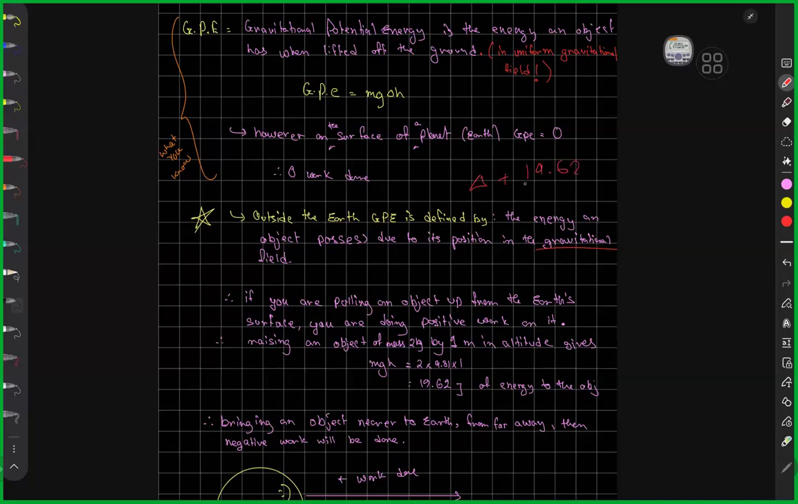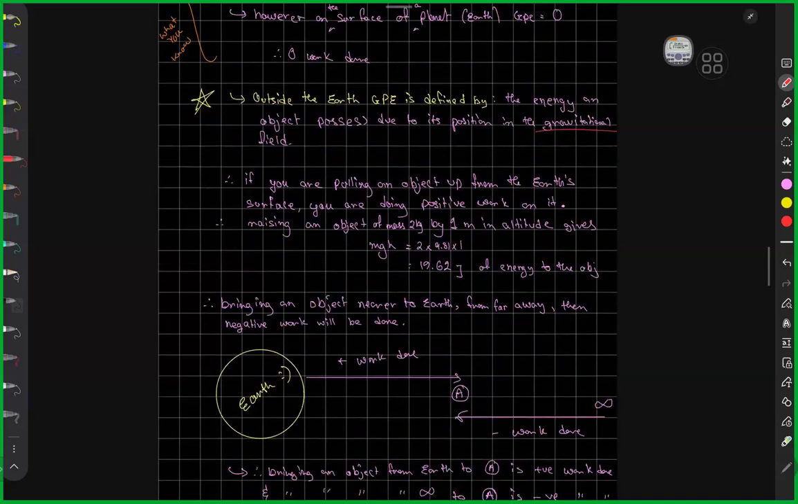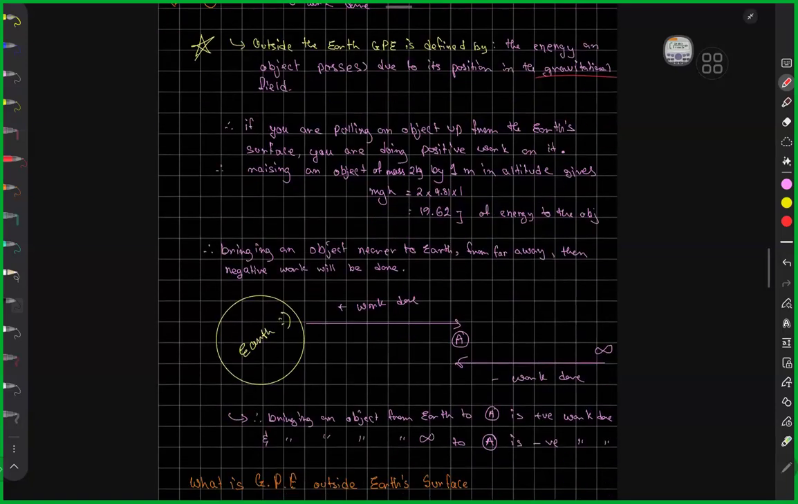Yes, very good. But this is not the GPE of the object. That is the change in GPE of the object. So what is the GPE of the object? Let's look at some demonstration over here so that I can clarify the sign issue even before I get into the formulas. This is where most people get confused.